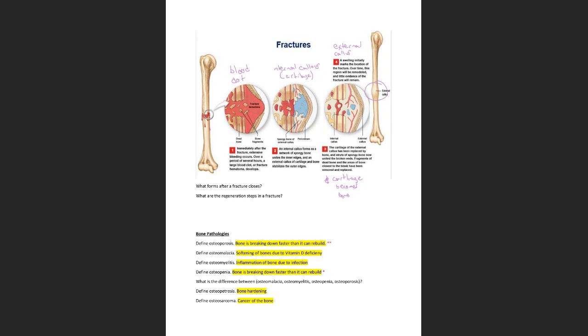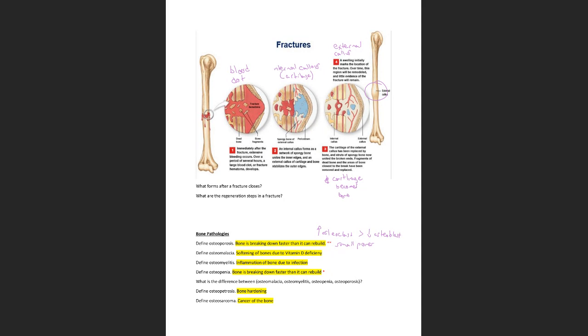Almost done. Lastly, we're going to talk about some bone pathologies. Osteoporosis is when the bone is breaking down faster than it can rebuild. So, more osteoclasts and fewer osteoblasts. This causes small pores in the bone, hence the name osteoporosis. It has little tiny holes in the bones where it's being broken down.